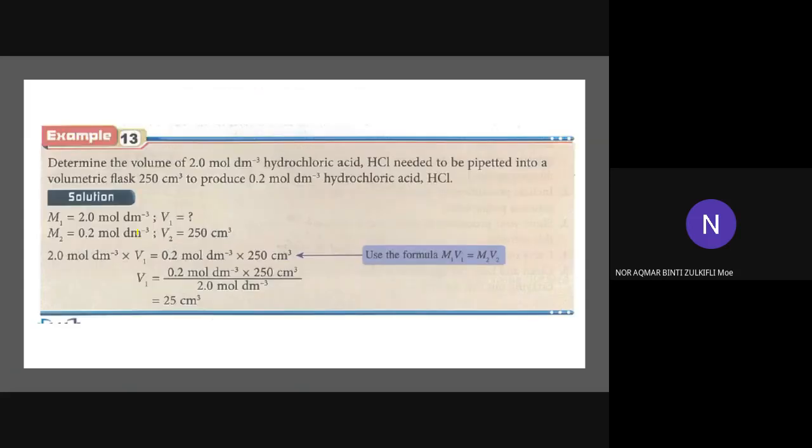Next, Example 13. Determine the volume of 2.0 mol dm⁻³ HCl needed to be pipetted into a 250 cm³ volumetric flask to produce 0.2 mol dm⁻³ HCl. So this 2.0 is the M1. Given to you are M2 and V2 also, so you need to find V1. By using the formula M1V1 equal to M2V2, you will get 25 cm³.